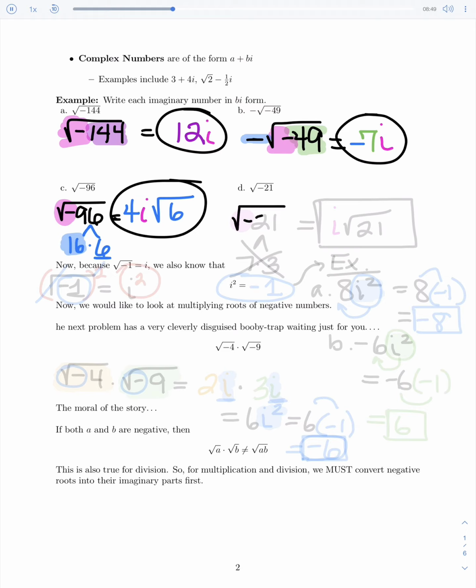Let's take a look at D. In D, we have negative square root of 21. So we've got a negative inside of our square root, and that negative will come out as an i.